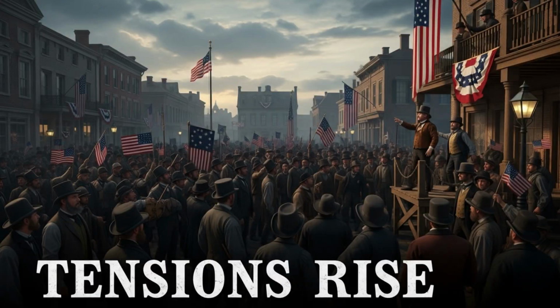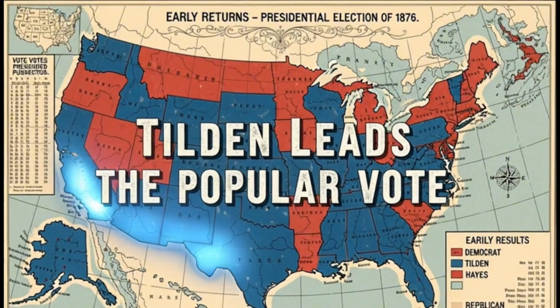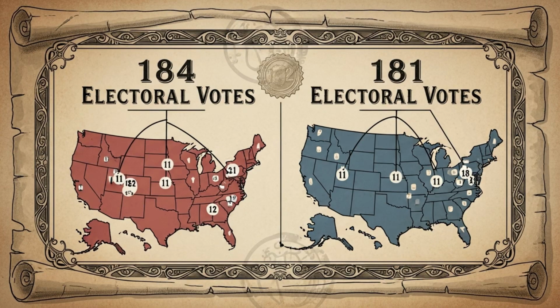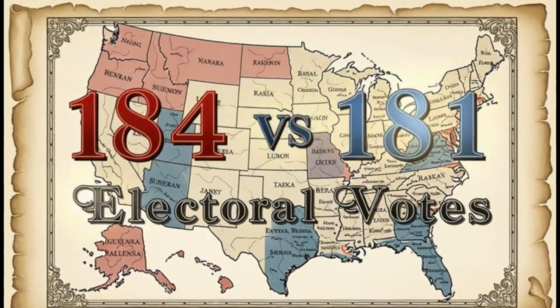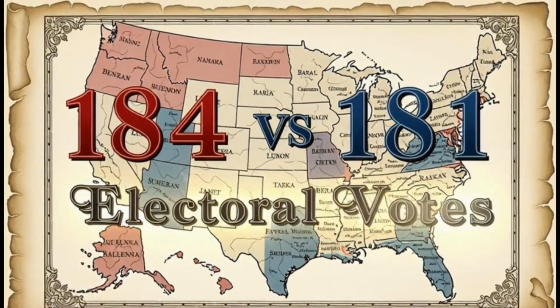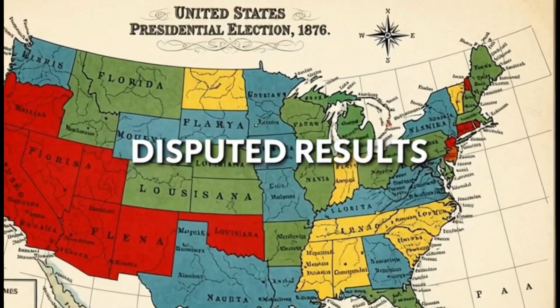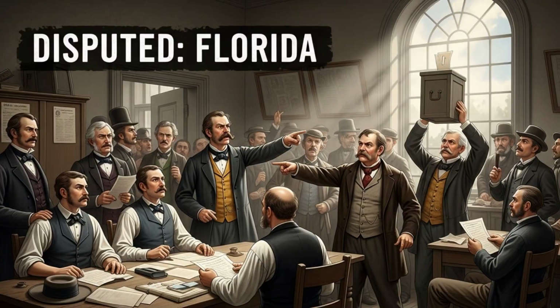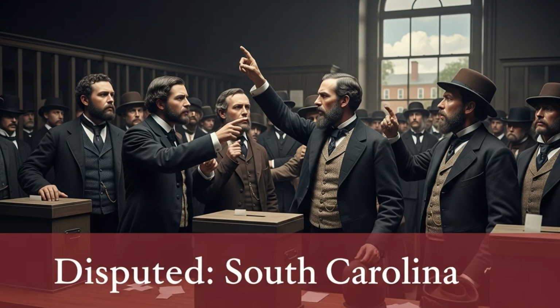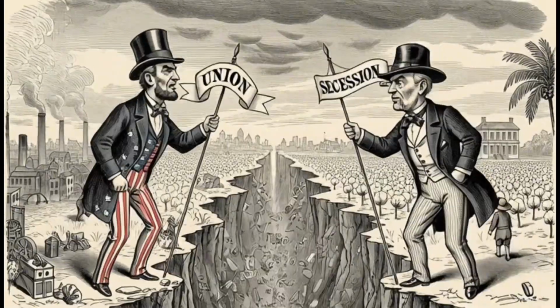Election night was chaotic. Communication was slow, and early returns suggested that Tilden had won both the popular vote and enough electoral votes to become president. He appeared to have 184 electoral votes, just one shy of the 185 needed to win, with disputed results in Florida, Louisiana, and South Carolina. Those three states became the center of the crisis.